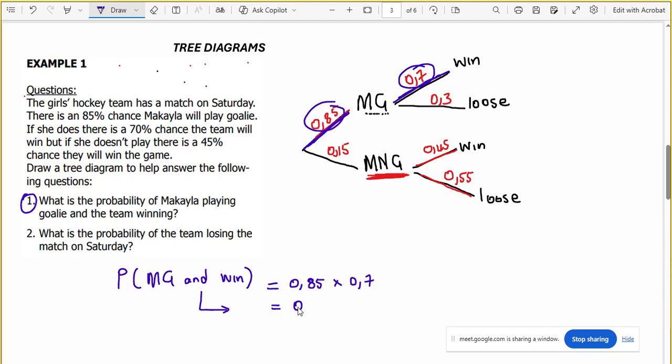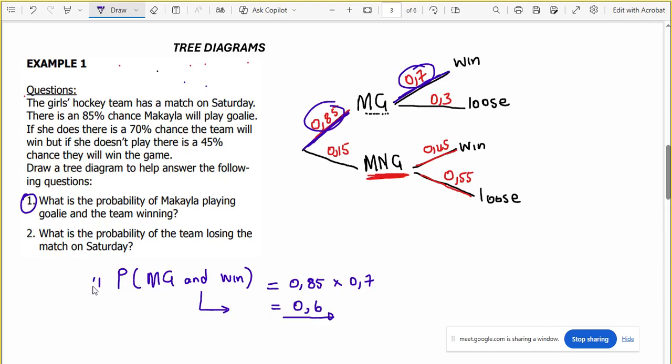0.85, we multiply this by 0.7. This gives us 0.595 if you round it. You got that? Yes, sir. Which is 0.6, right, if we round it off to one decimal place. So the probability that Michaela plays goalie and the team wins is 0.6. Are you happy? Yes, sir.